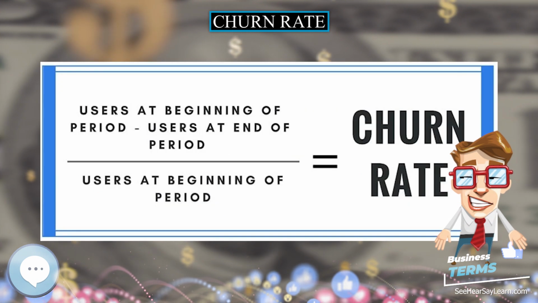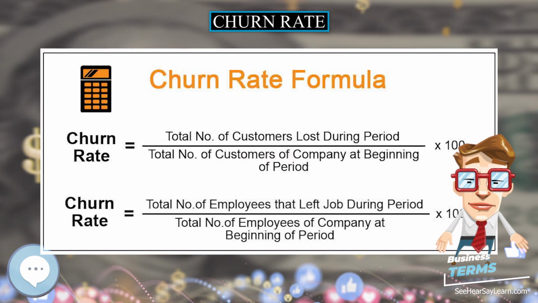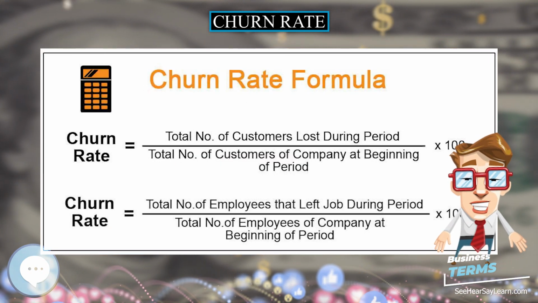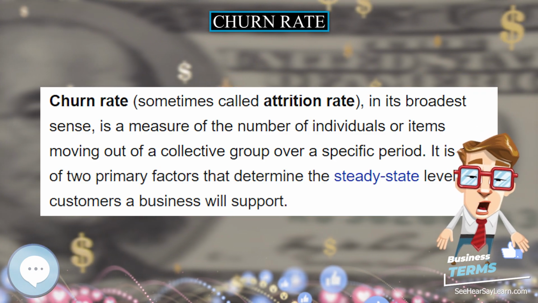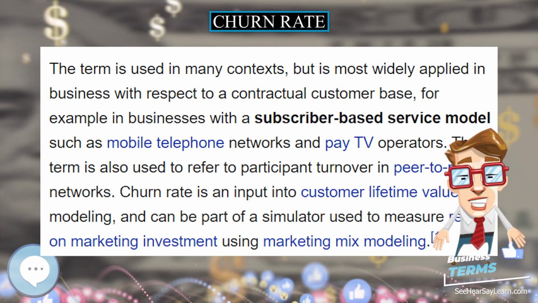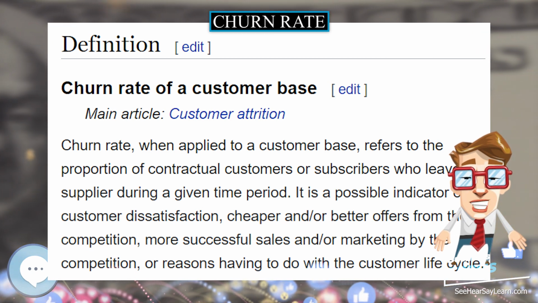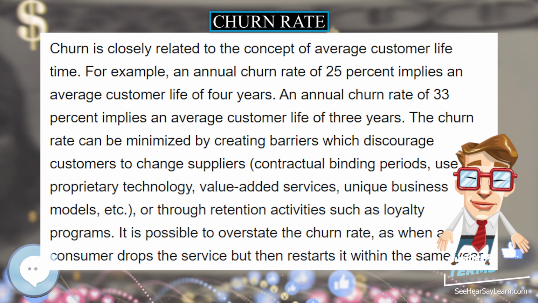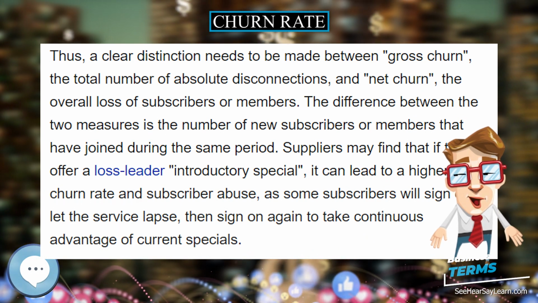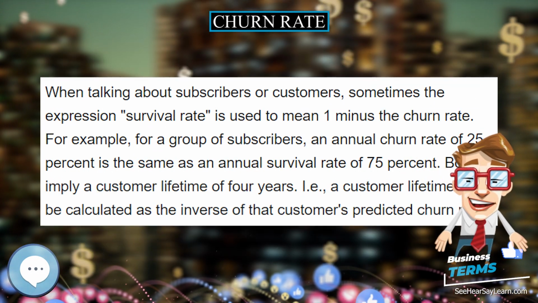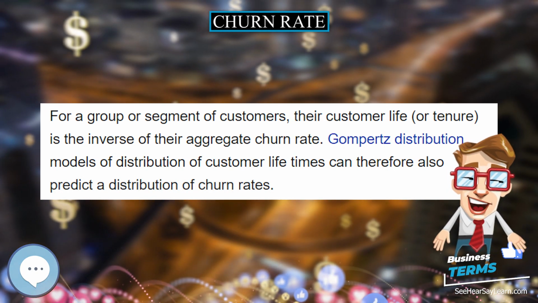When talking about subscribers or customers, sometimes the expression survival rate is used to mean 1 minus the churn rate. For example, for a group of subscribers, an annual churn rate of 25% is the same as an annual survival rate of 75%. Both imply a customer lifetime of 4 years. That is, a customer lifetime can be calculated as the inverse of that customer's predicted churn rate. For a group or segment of customers, their customer life, or tenure, is the inverse of their aggregate churn rate. Gompertz distribution models of customer lifetimes can therefore also predict a distribution of churn rates.